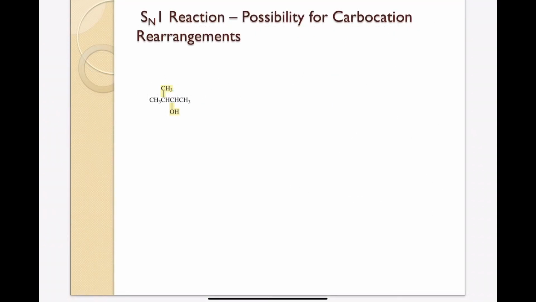Also remember that in an SN1 reaction, there is a possibility for carbocation rearrangements. Here is one such example where carbocation rearrangements are happening. Here is a secondary alcohol, which is being reacted with HBr to undergo an SN1 reaction. Now, what's the first step? The first step is activation of the alcohol, right? The electrons from the oxygen are going to abstract this hydrogen, and the Br is going to leave.